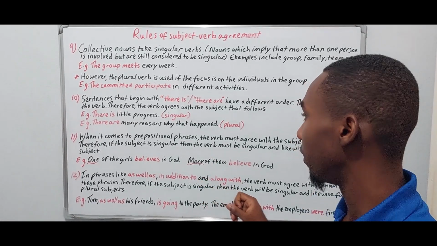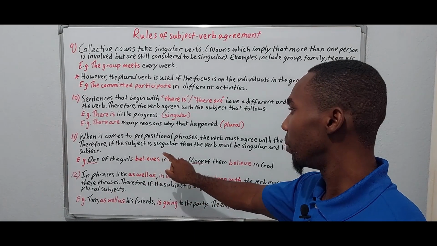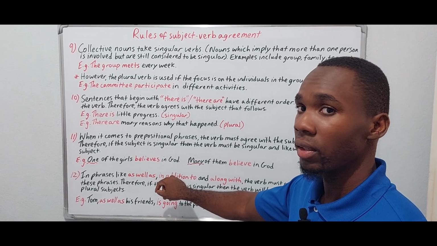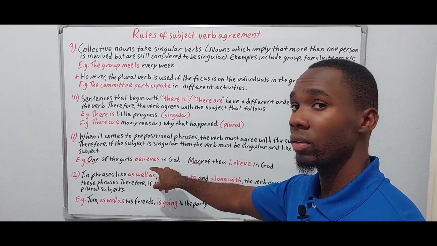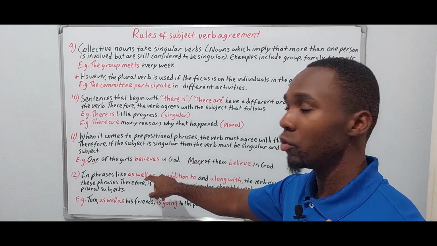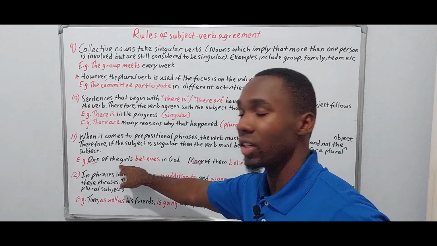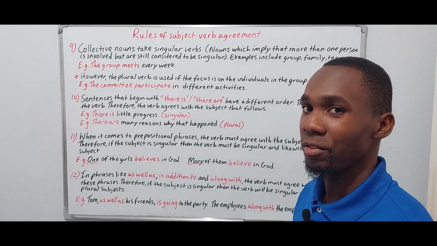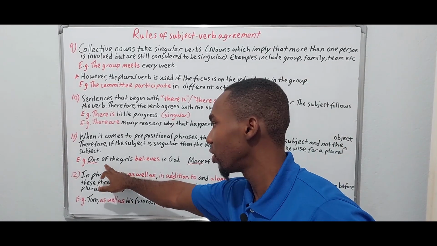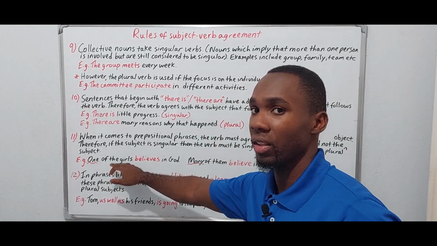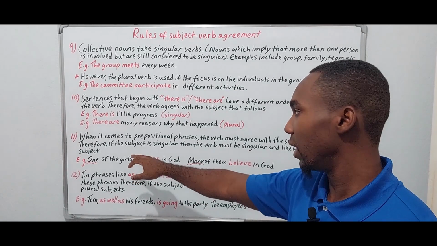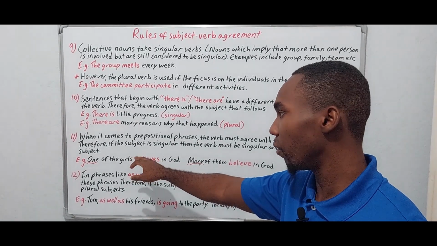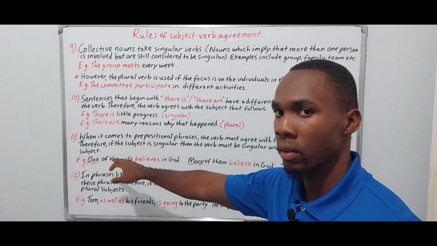Let me show you what I mean. One of the girls believes in God. So what's the subject? One of the girls. But many of you may be confused by "of the girls" and you may think that it's plural. But that is the prepositional phrase, because we have the preposition "of" and then we have the object, "the girls." So that would be the object. So the verb does not agree with "of the girls," it agrees with "one."